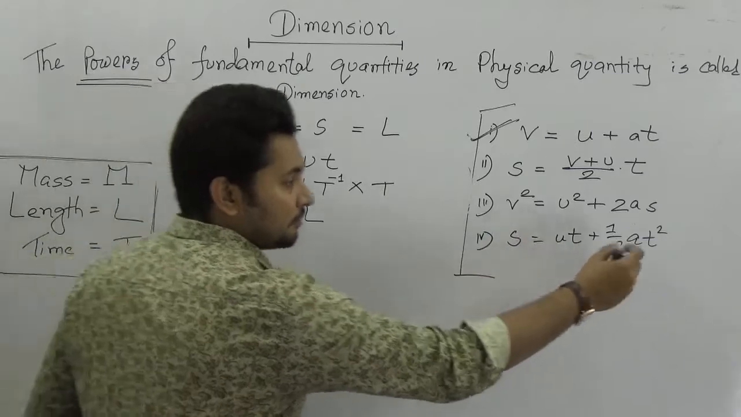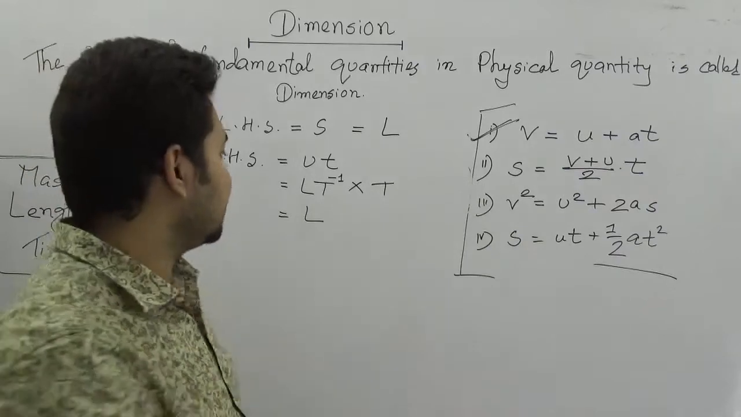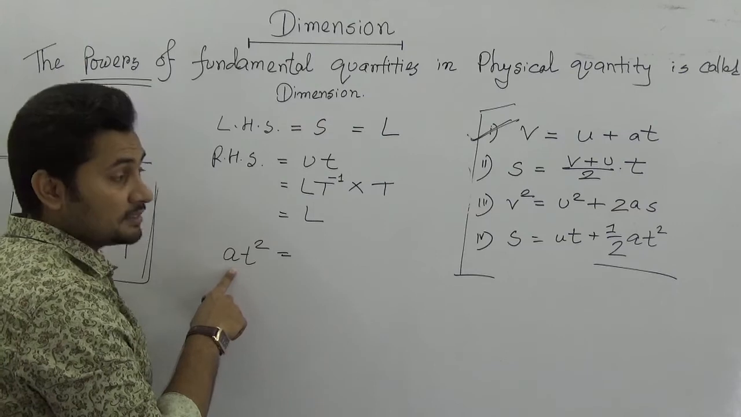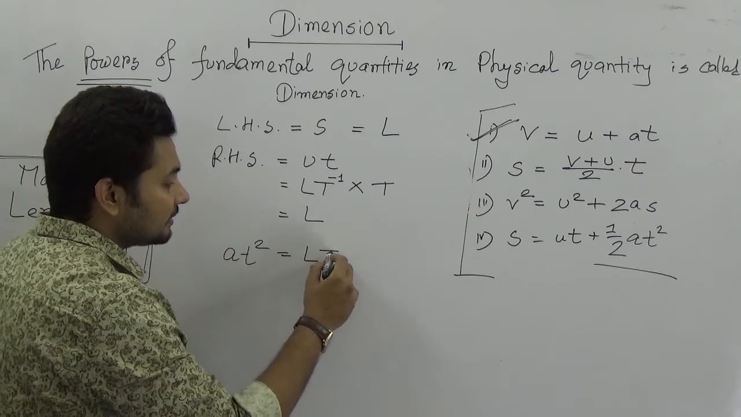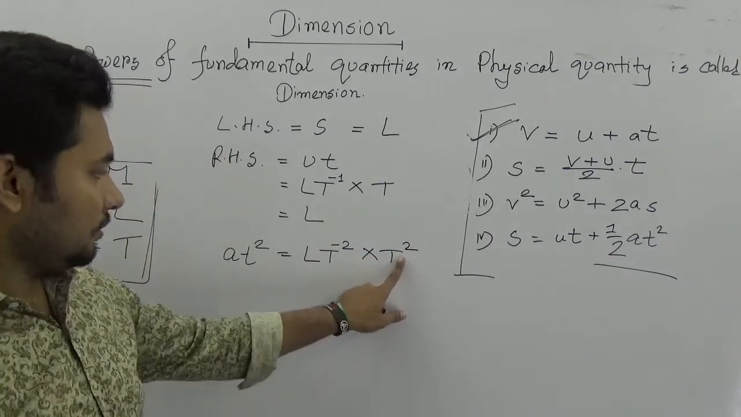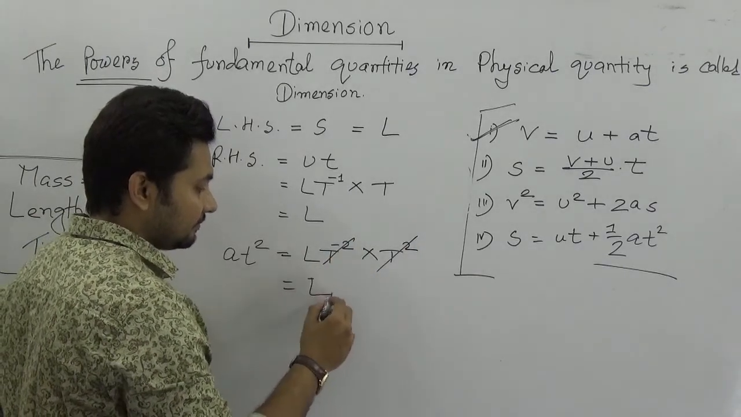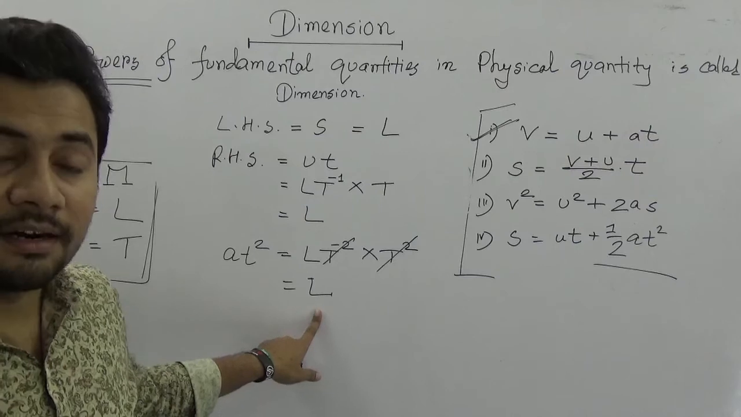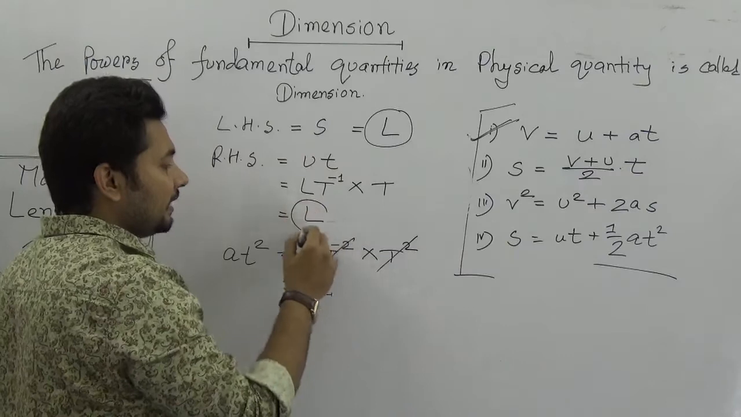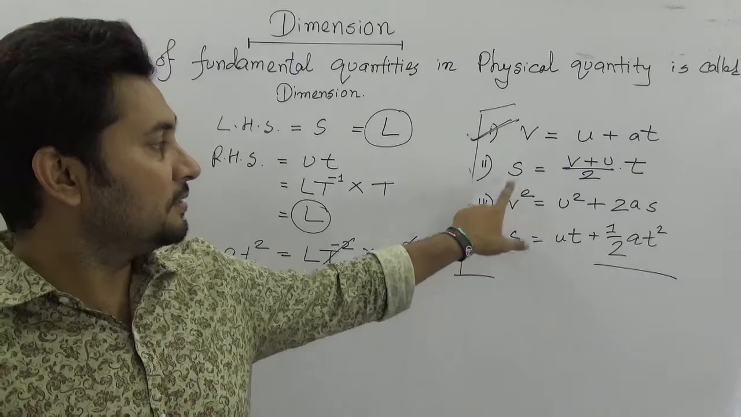And in case of half of AT square, you know half is a number, so you cannot count it because it's not a physical quantity. So we will have AT square here. In case of A, this is acceleration, and we will find L over T square times T square. So now you can cancel these and you find L. Here similarly, through the dimensional equations we find that the left hand side and right hand side are equal. And similarly you can also do this for the next one.